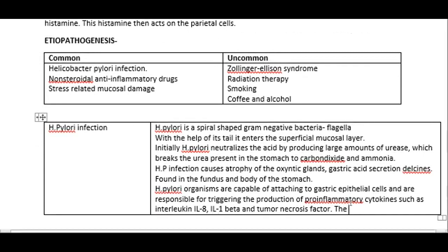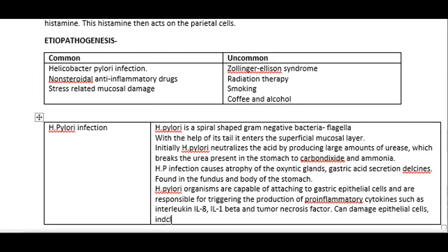These inflammatory mediators can damage the epithelial cells, including parietal cells, and this could have an effect on acid secretion.